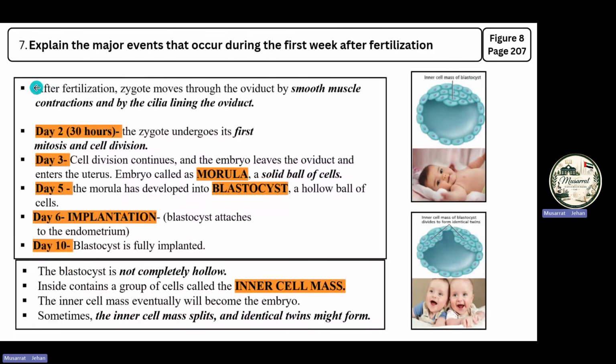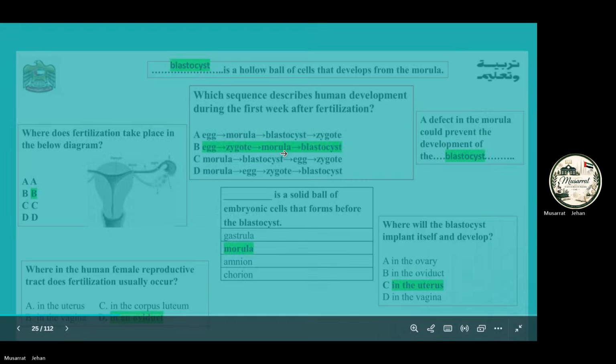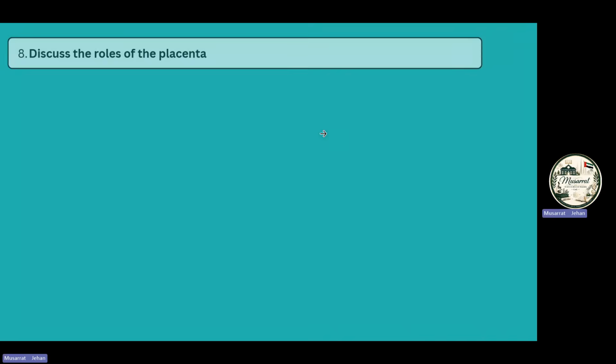So this is in short. Day 2, 30 hours, the zygote undergoes its first mitosis. Day 3, morula. Day 5, blastocyst. Day 6, implantation, and day 10, fully implanted. Blastocyst is not completely hollow. I just told you about this. These are the questions about what is morula, blastocyst, the order. Okay.